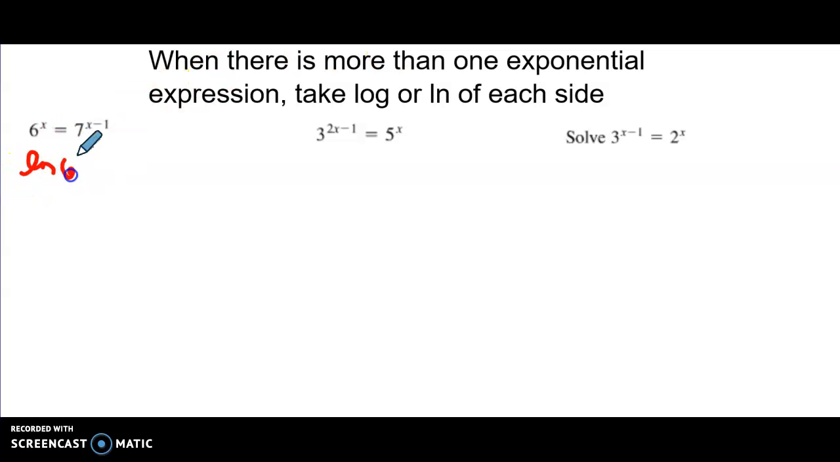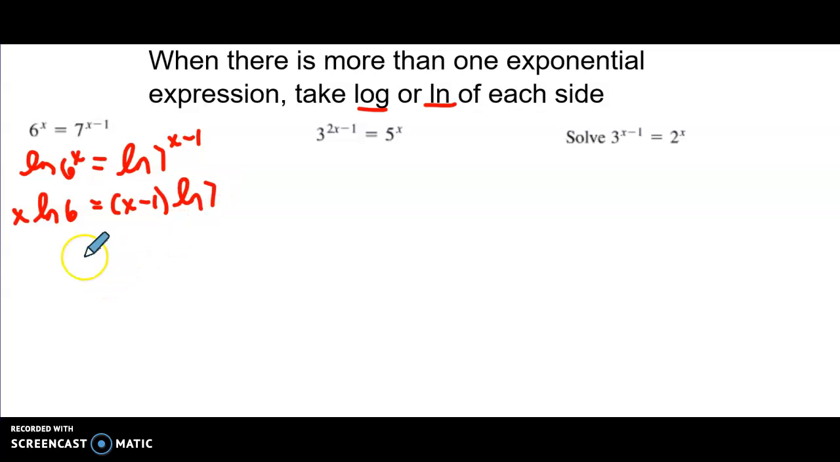I'm going to take the natural log of the left equal the natural log of the right. Or the log, either one. Doesn't matter which one you do. I bring the x down in front, and I bring the x minus 1 down in front. Okay, and then I distribute the natural log of 7 through the parentheses.